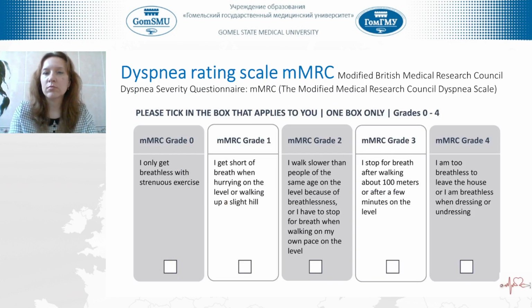Dyspnea rating scale, the modified British Medical Research Council. This is a scale of dyspnea. It has 4 grades. First, the patient has shortness of breath when hurrying on the level or walking up a slight hill. Grade 2, the patient has breathlessness walking at their own pace on the level. Grade 3, the patient should stop when they have physical exertion for about 100 meters or after a few minutes on the level. And grade 4, the patient has breathlessness at rest.